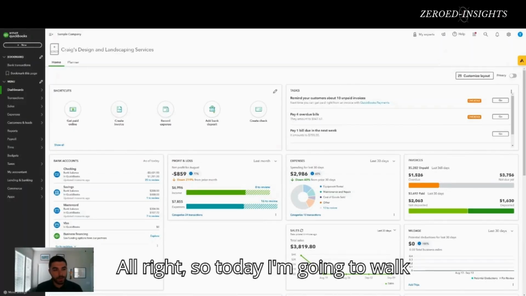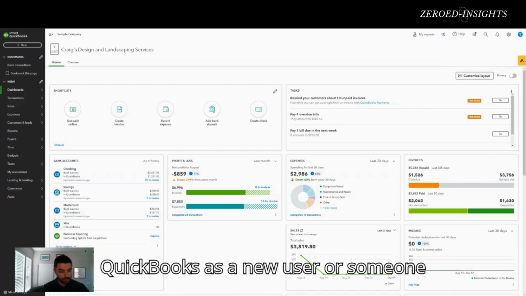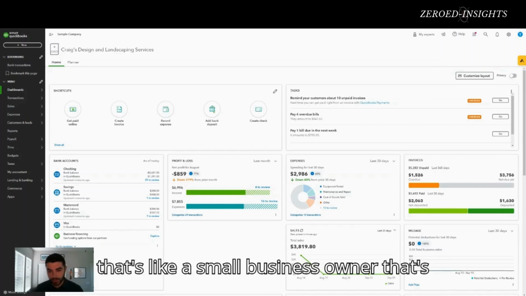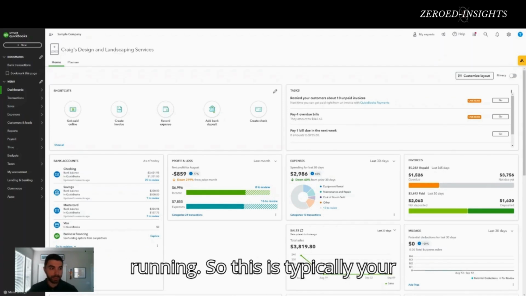All right, so today I'm going to walk through what I would consider the three most important things in QuickBooks as a new user, or someone that's a small business owner that's just using QuickBooks for their first time and needs to get up and running.